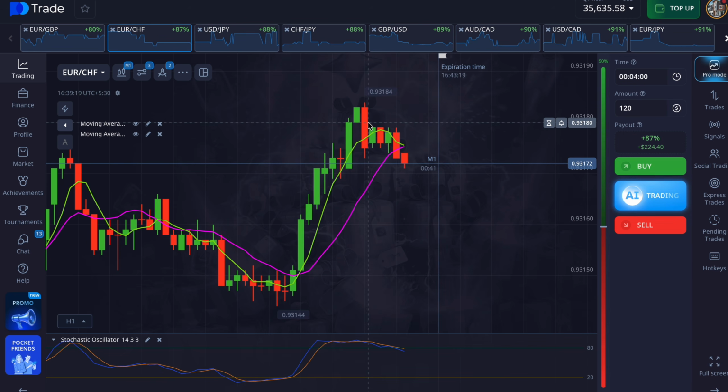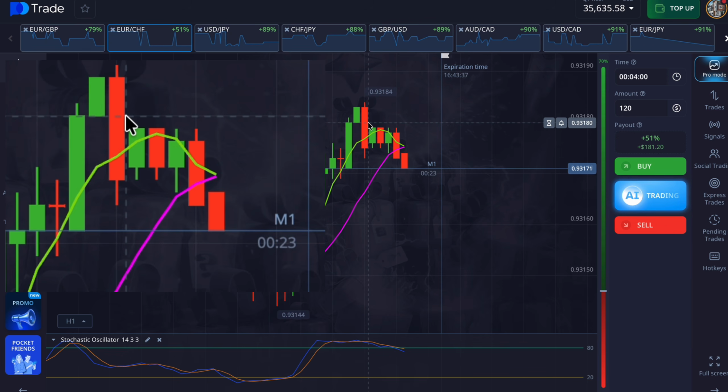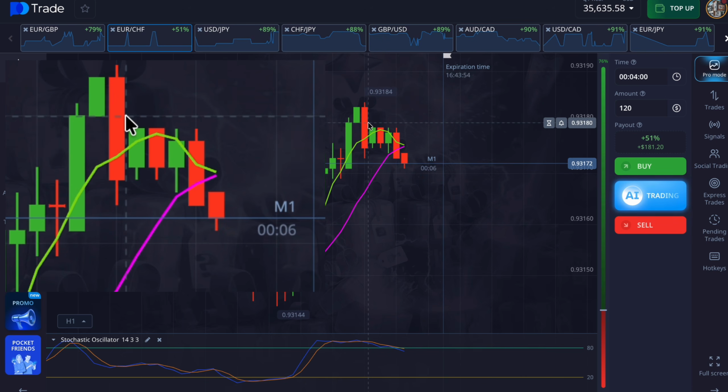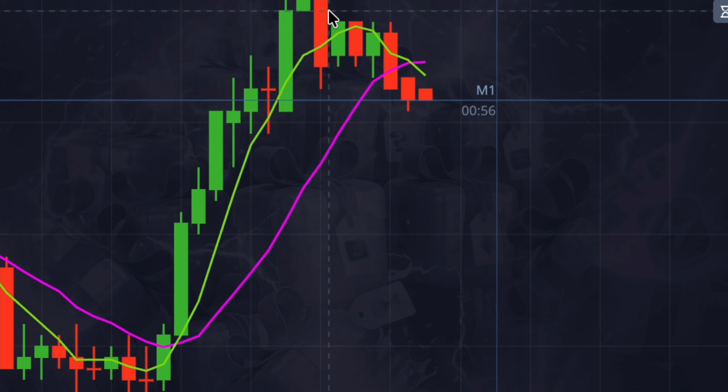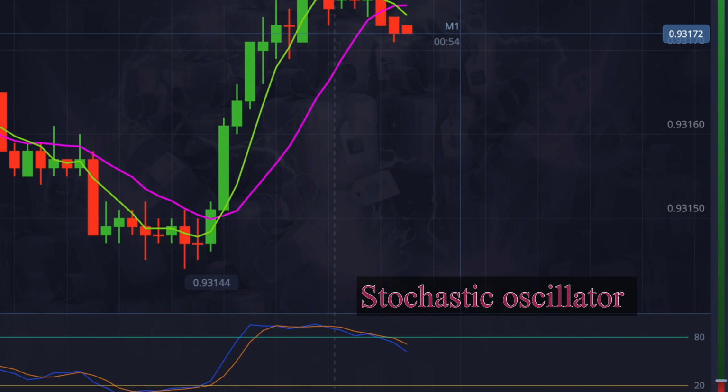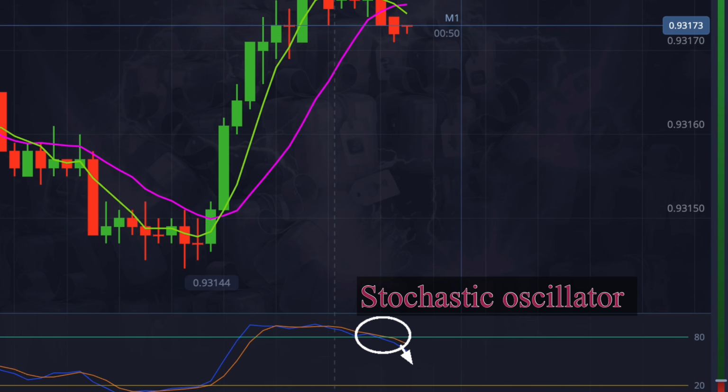Here, we've arrived at the right time. As you can see, both moving averages are about to cross, so we'll wait until the crossover is fully completed. Now, you can see that both moving averages have completely crossed on this red candle, giving us a downward setup. The final confirmation comes from the stochastic oscillator, which is moving from the upper zone toward the downside.